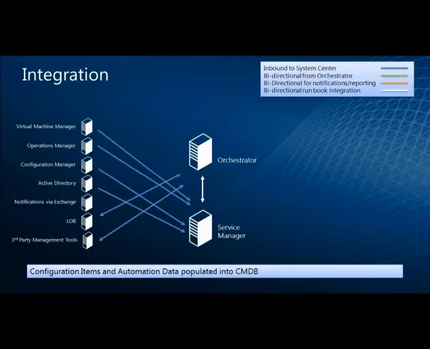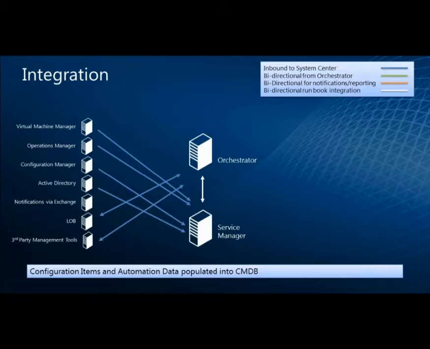And the computer information or application information that may be stored in Virtual Machine Manager, as well as Operations Manager, as well as Active Directory, is all reconciled together, so you're only seeing one single entry. You're not seeing 3 different entries because it came from 3 different places.